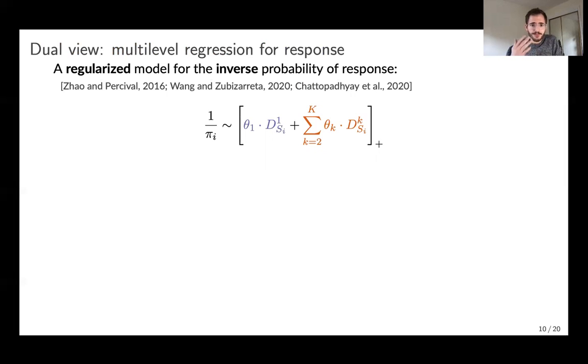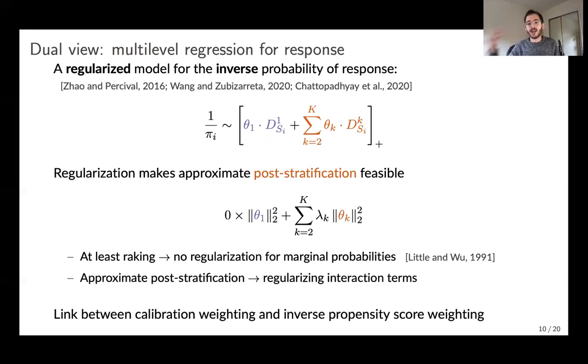So essentially, solving this optimization problem through its Lagrangian dual also solves a different one where we fit a multi-level model for the inverse probability of response, where we have coefficients for first order terms and then also for higher order interaction terms. And we regularize those higher order coefficients, which gives us some insight into what's going on with post-stratification, where there's no regularization. We're trying to solve an unregularized optimization problem that might not be strictly convex. And once we add regularization, we can always find a solution.